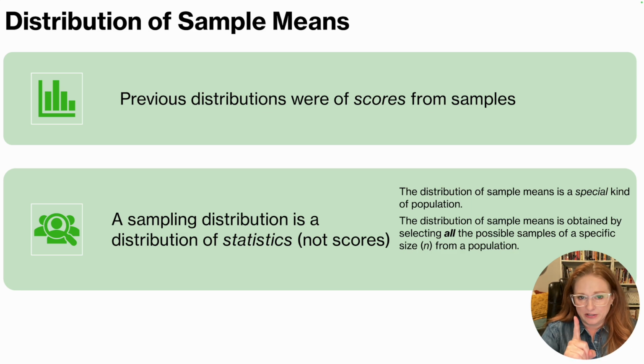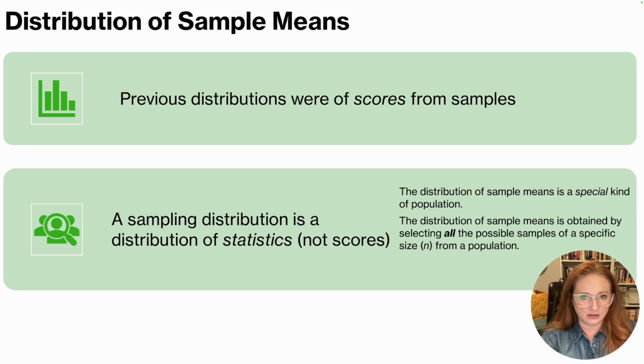were used for one score, right? Scores from the samples, okay? A sampling distribution is a distribution of statistics, not scores, right? And this is a special kind of population that we're looking at now, okay? So the distribution of sample means is obtained by selecting all the possible samples, so groups after groups after groups of specific sizes, your N, your sample size, from that population.